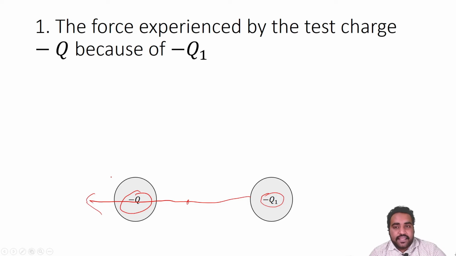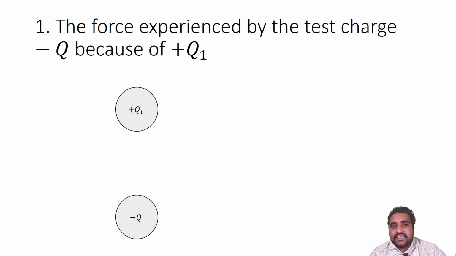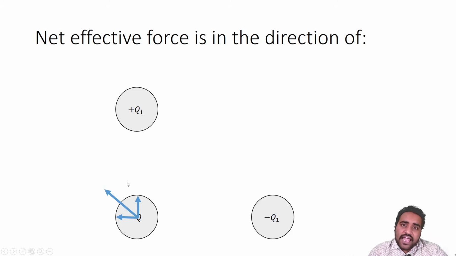Now, similarly, what is the force experienced by the test charge minus Q because of plus Q1? Remember that these are unlike charges and these unlike charges attract. So, the resultant force because of plus Q1 is in this direction. Now, we have two forces here and there. So, what is the resultant force? The resultant force is along this direction. How did we get there?